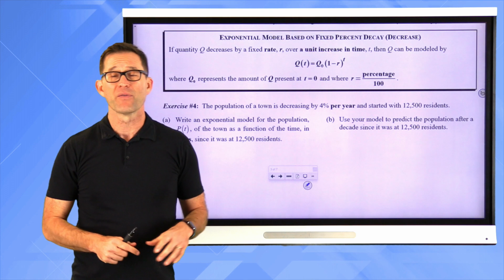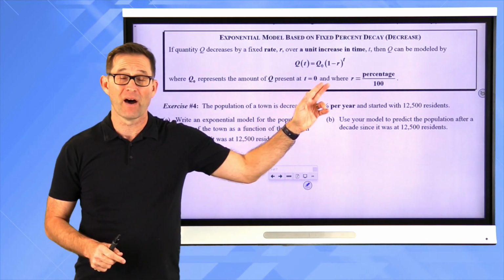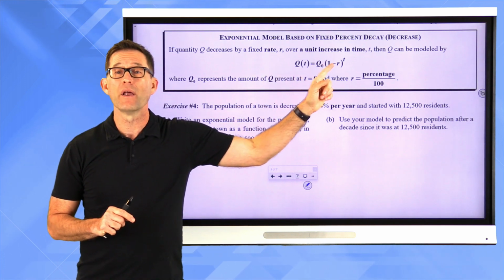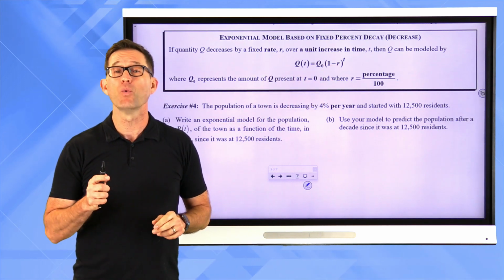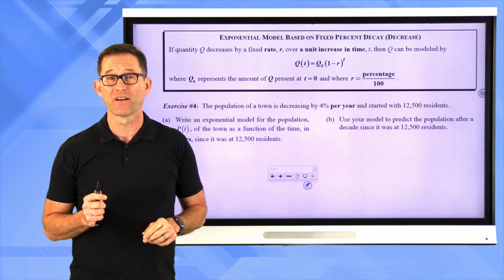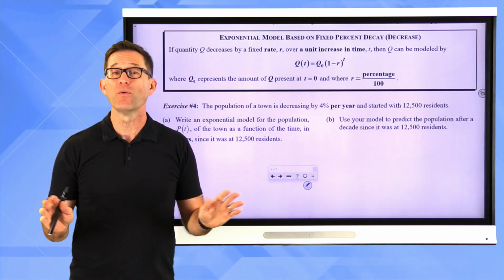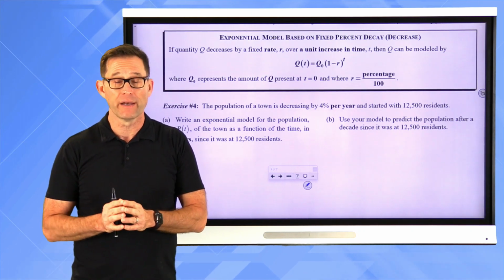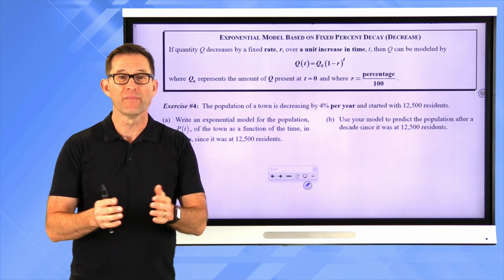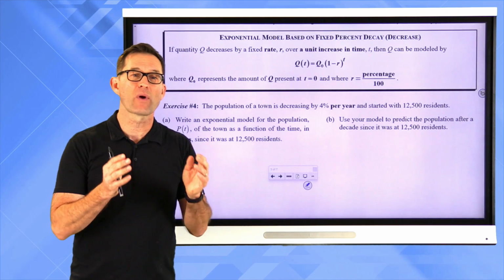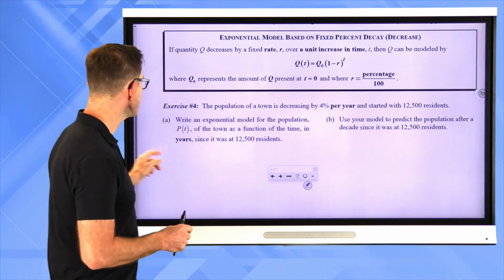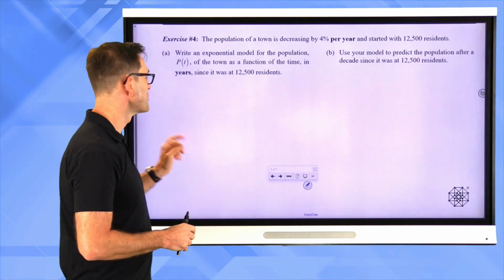Now, if you compare this to what we had in the box on the front side of the sheet, the only difference you'd see is 1 minus R compared to 1 plus R. It's the only difference, right? In one case, you're adding the rate on, the percentage in decimal form. In the other case, you're subtracting the rate, again, the percent in decimal form. So let's look at a decreasing exercise.